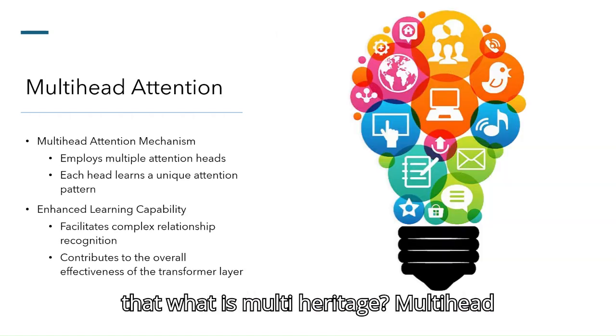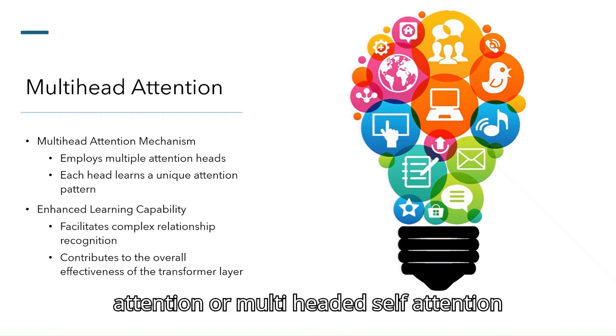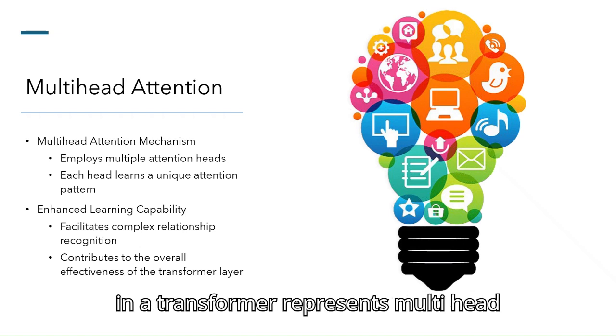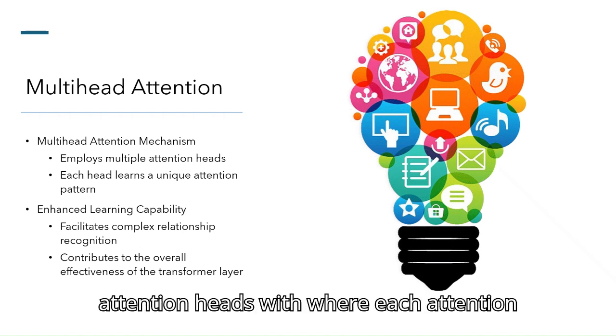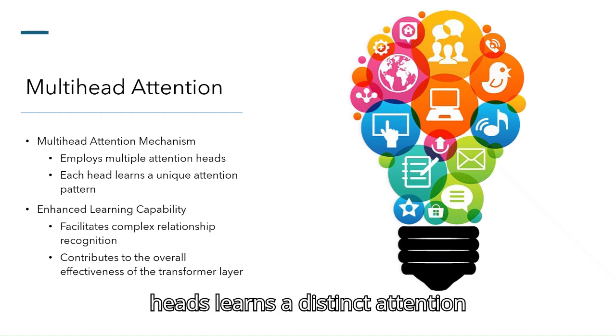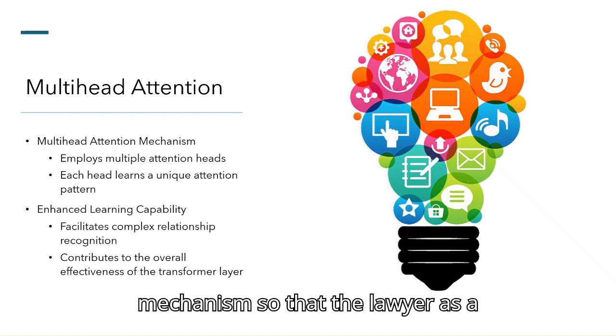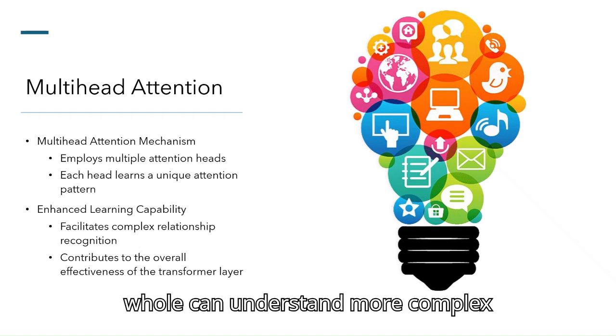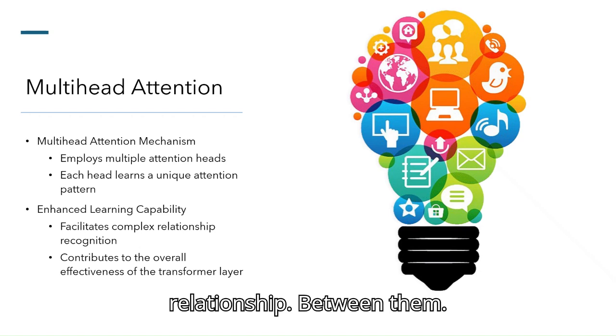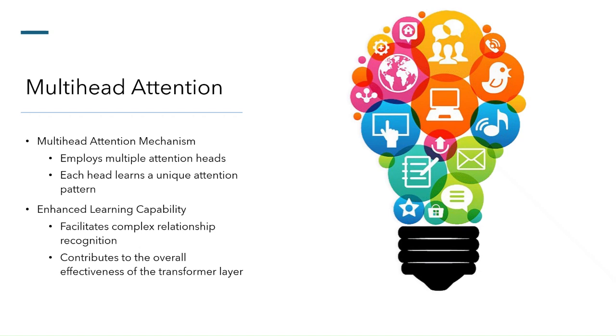But before that, what is multi-head attention? Multi-head attention or multi-head self-attention in a transformer represents multiple attention heads, where each attention head learns a distinct attention mechanism so that the layer as a whole can understand more complex relationships between them.